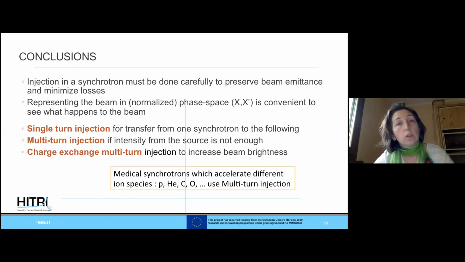So in conclusion, injection must be done carefully to preserve the beam emittance. It's very convenient to work in the phase space. And then I showed you these 3 different kinds of injection. And in medical machines, we normally use multi-turn injection.